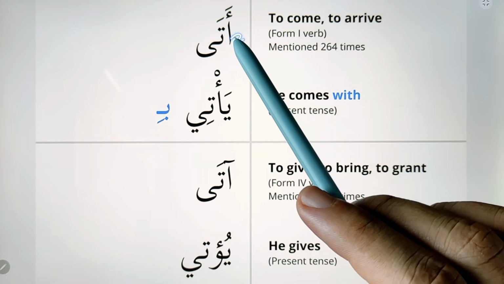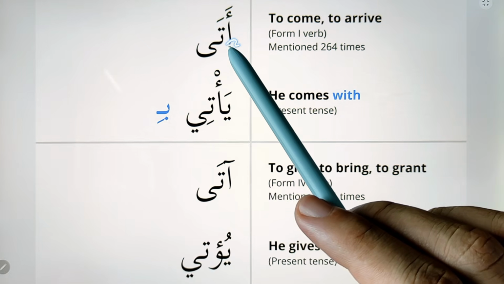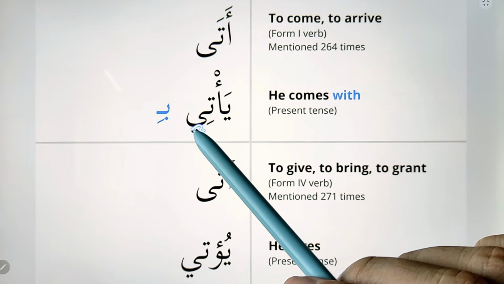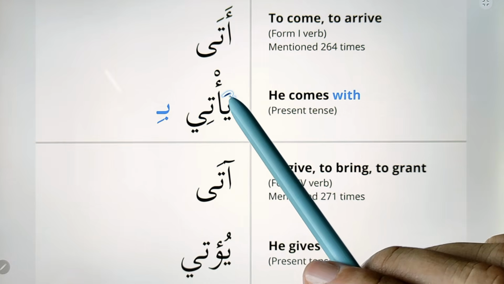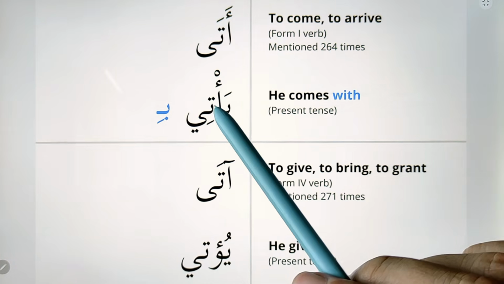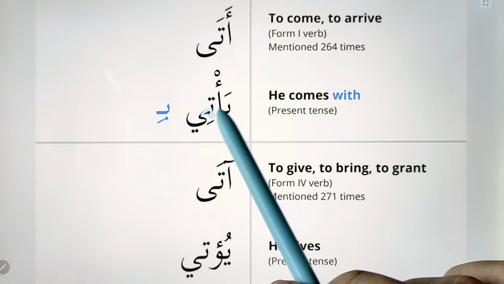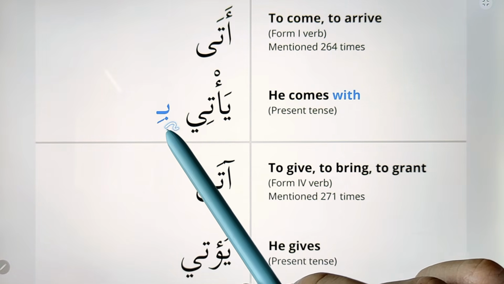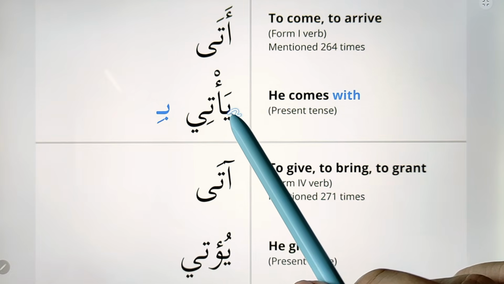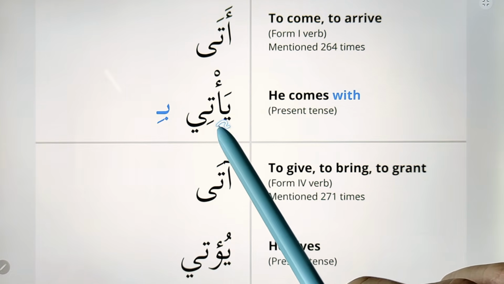Ata is a verb in the past tense and in the present it's ya'ti, which means to come. Sometimes this verb comes with a bi after it. When it comes with bi, it means he comes with, which means he brings. So ya'ti bi means he brings.